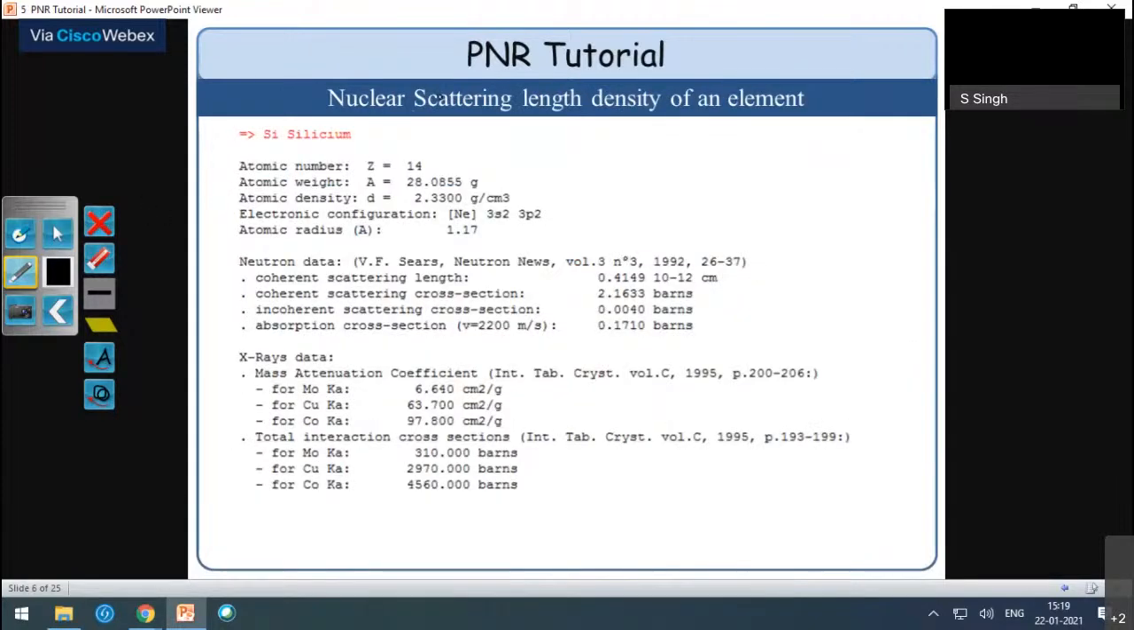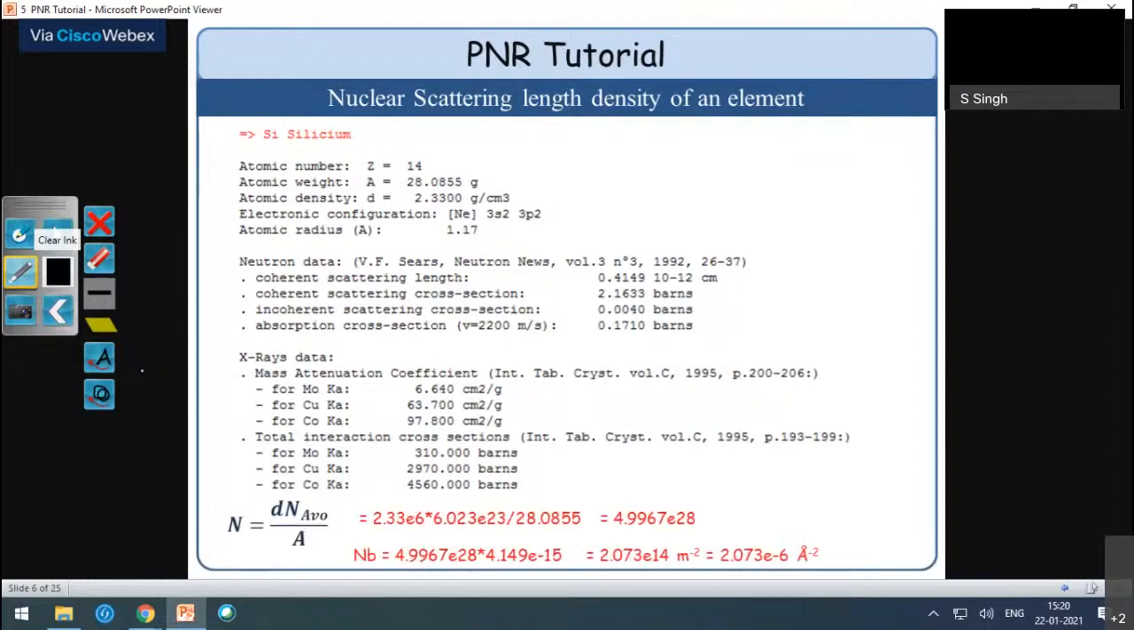So I have given here one example of silicon. How to calculate the nuclear scattering density for silicon, because this nuclear scattering density is one of the parameters we have to supply for fitting the reflectivity data. Okay, so for silicon we have all the information, like what is the Z value, what is the atomic mass A, what is the density, and here we also have the coherent scattering length. It is 4.15 fermi. Okay, and then also the absorption. So we have all this information, and how to calculate the scattering length density.